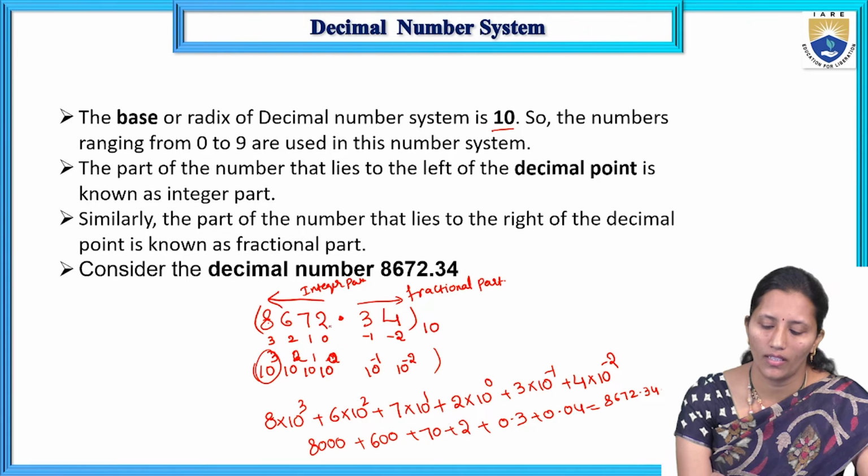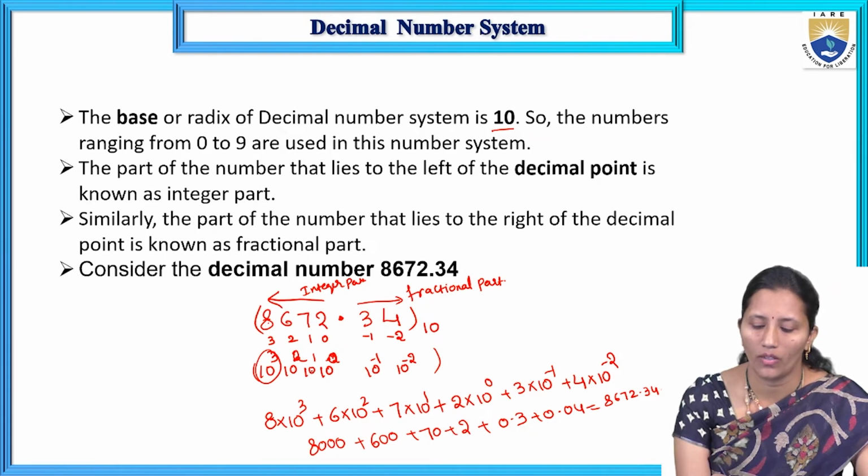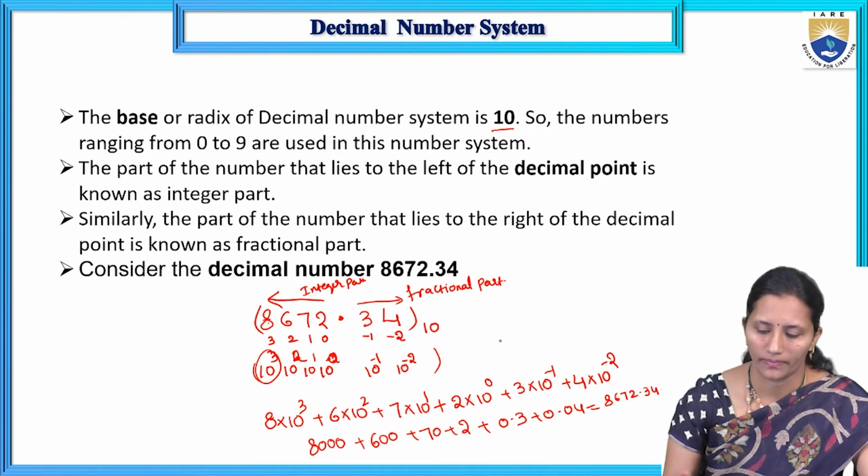Okay. So 2 is at 10 to the power of 0, 7 is at 10 to the power of 1, 6 at 10 to the power of 2, 8 at 10 to the power of 3. On the right side of the decimal point, it will be 10 to the power of minus 1, 10 to the power of minus 2, 10 to the power of minus 3, increasing like that.